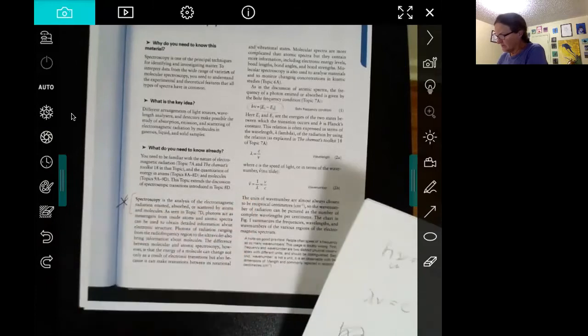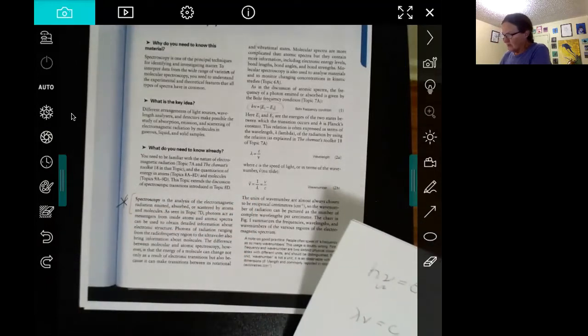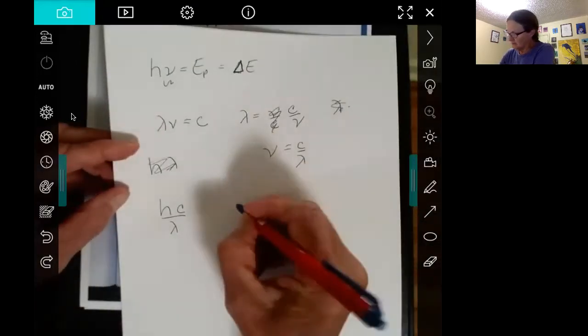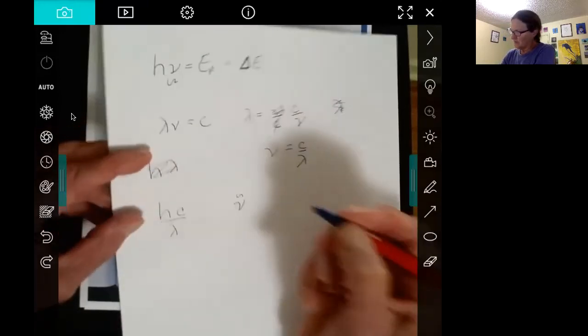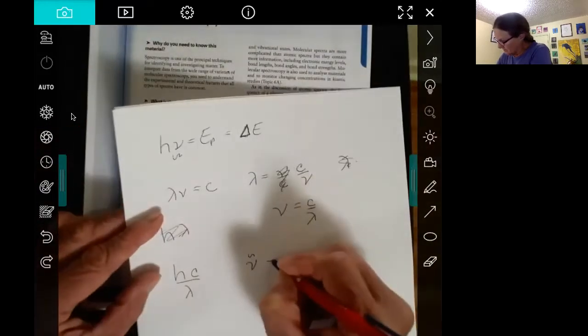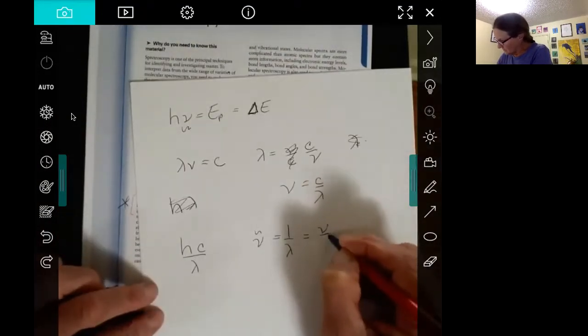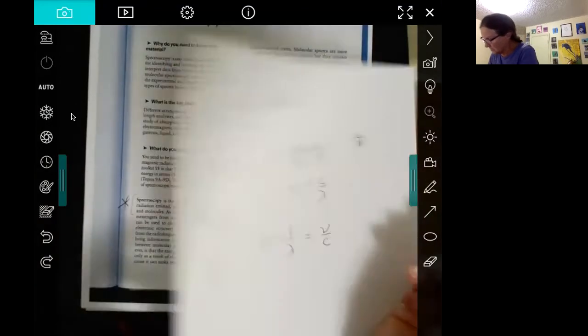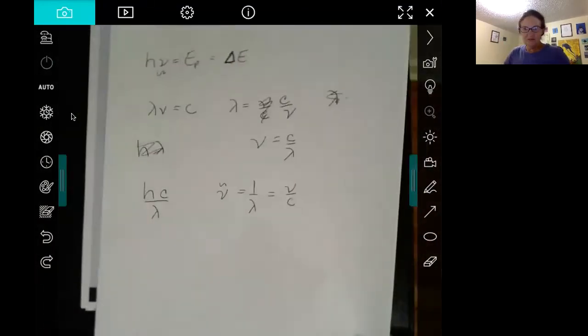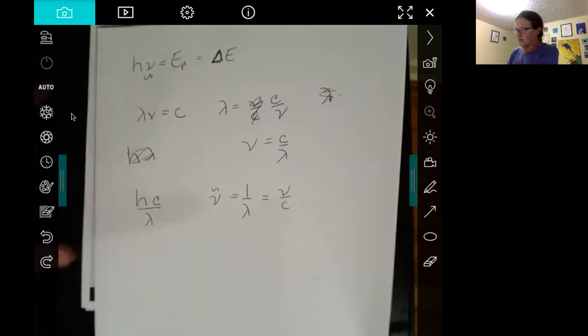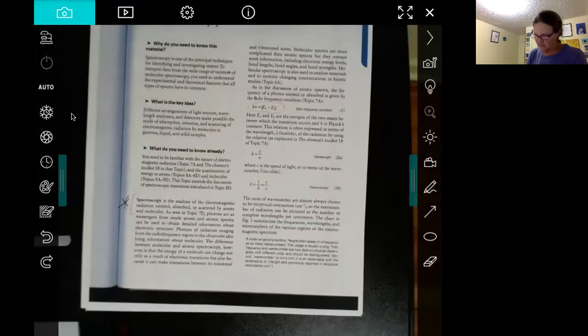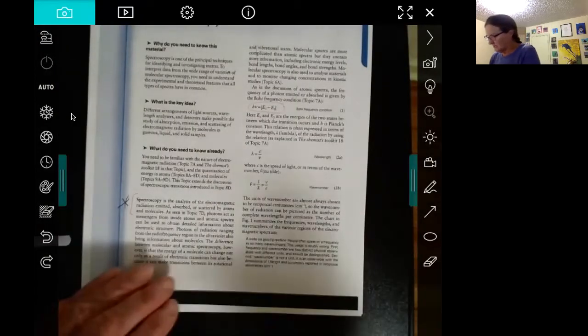Oftentimes we actually use something called the wave number. The wave number, which is frequency with a tilde over it, is equal to 1 over wavelength, and so that's equal to frequency over speed of light. So you'll see all of these units, but they're all referring to just how we define the energy of light that's interacting with our system.